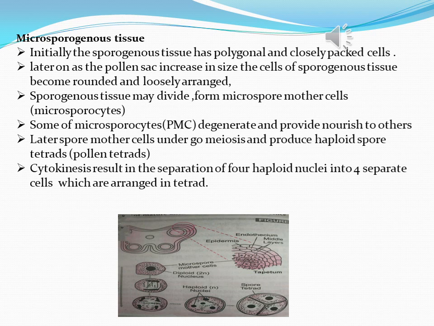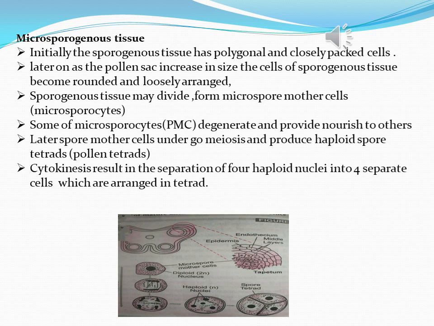Later the spore mother cells undergo meiosis. Meiosis is a reductional division where the diploid cells become haploid in number and produce haploid spores, which we call tetrads or pollen tetrads, right?